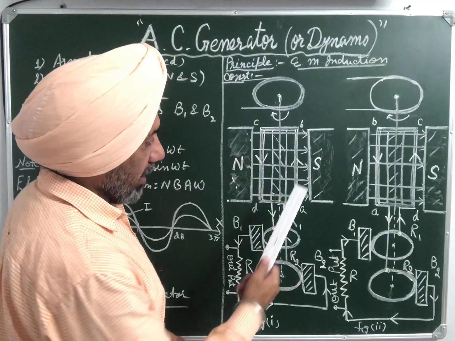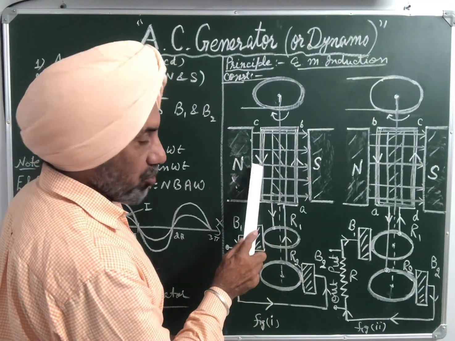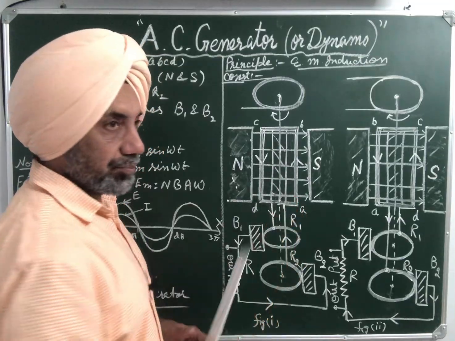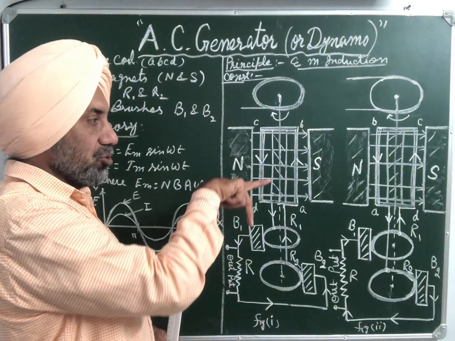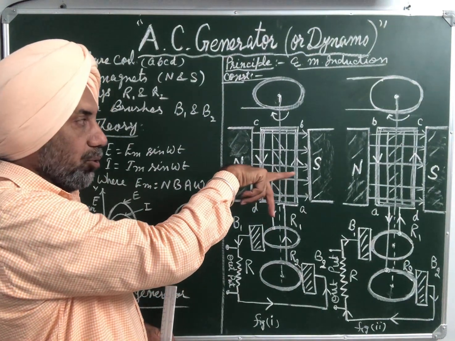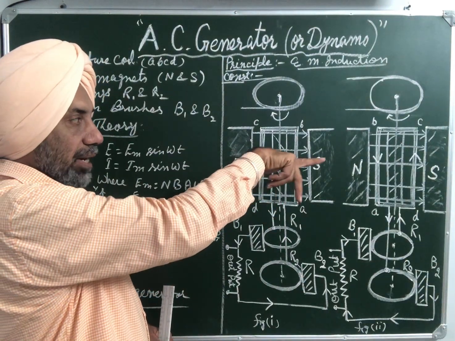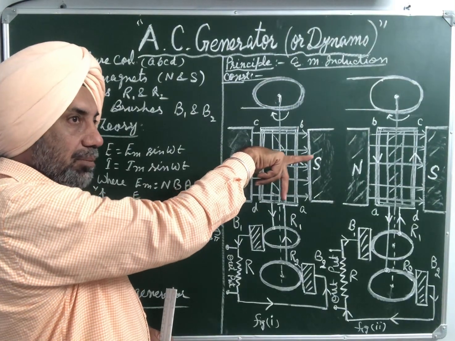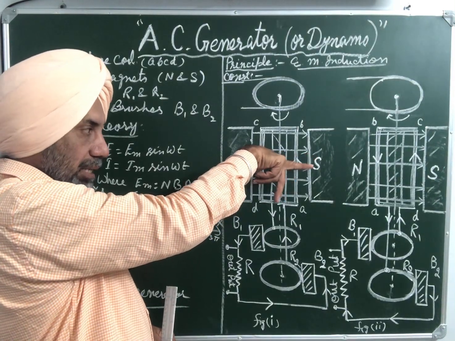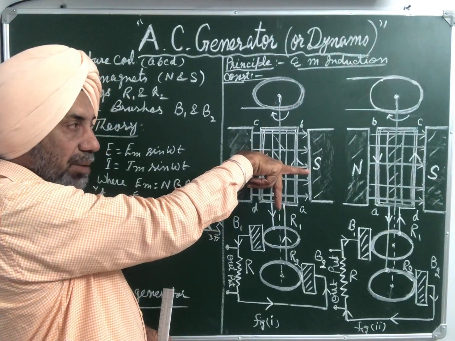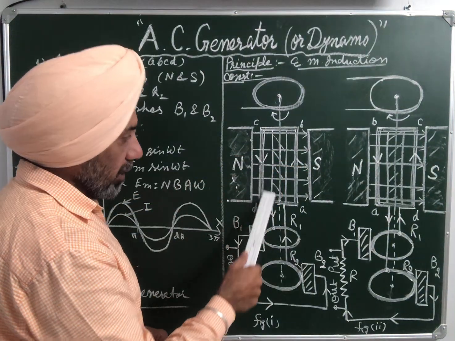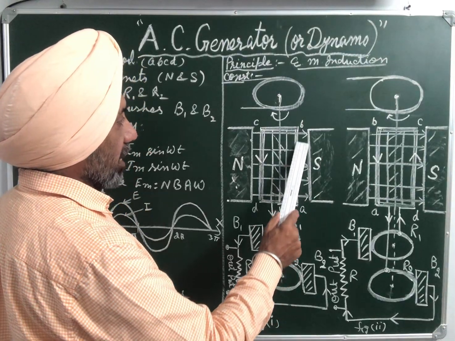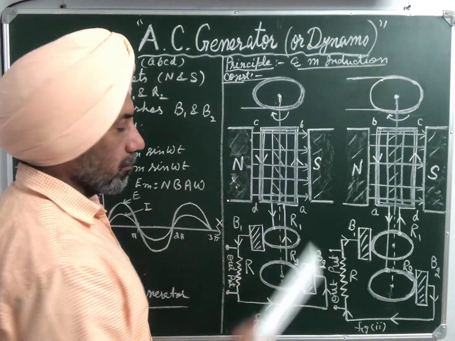It means when AB is coming out, CD is going into the plane of the board. On this side, again using Fleming's right hand rule, with the first finger along the magnetic field and the thumb along the motion, because CD is going into the plane of the board, the center finger gives the direction of induced EMF. So induced EMF will be from C to D. It means the induced EMF will be in the anti-clockwise direction, A to B, then C to D.